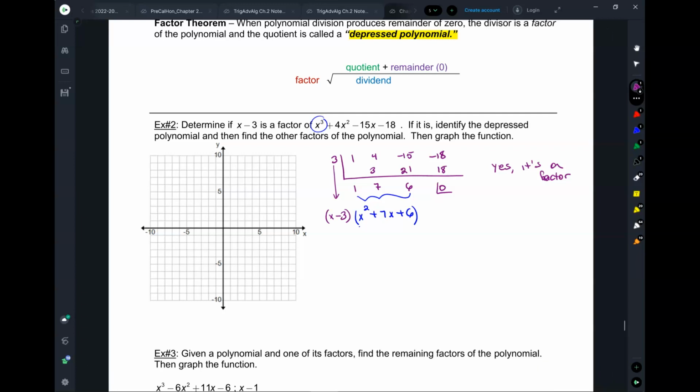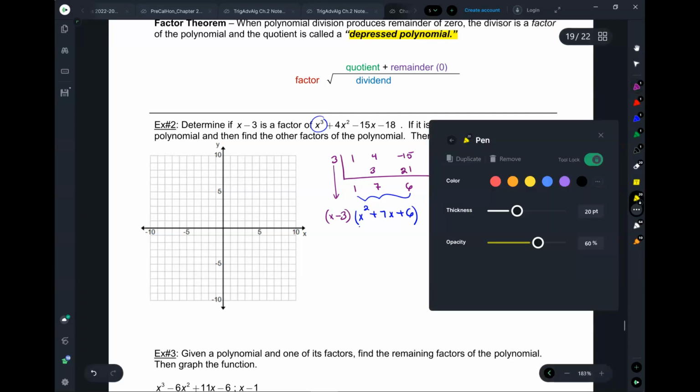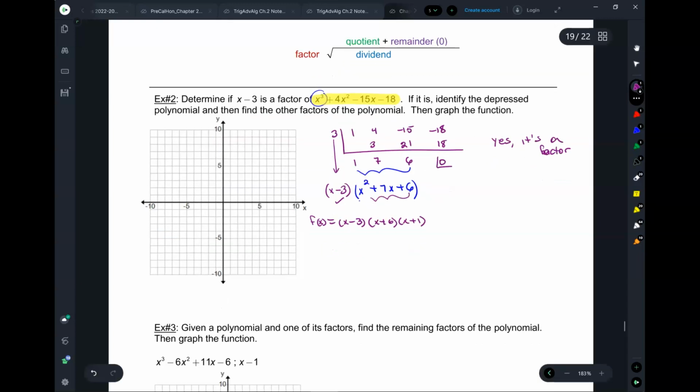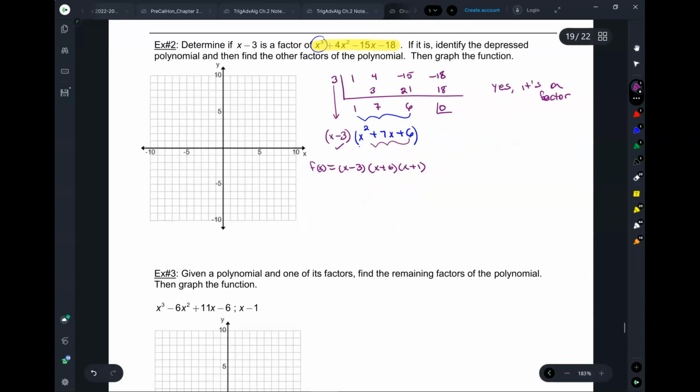Okay, so that initial polynomial, we can write it as f of x is equal to x minus 3, and I can factor this and I get x plus 6, x plus 1. Right? So that's my f of x. So we wrote down the depressed polynomial in the blue. We factored it and found the other factors of the polynomial, and now we can graph the function. All right, so what are the zeros here?